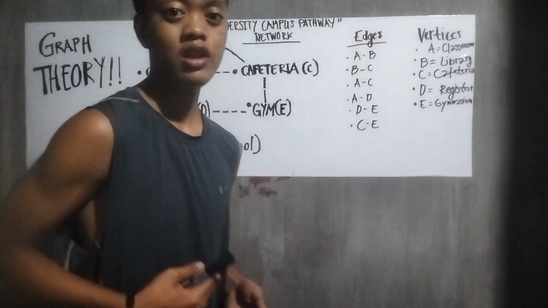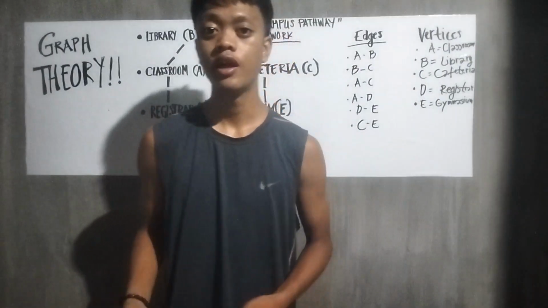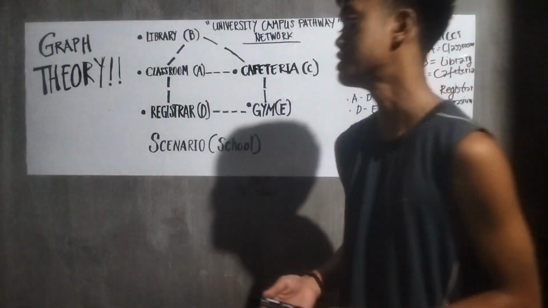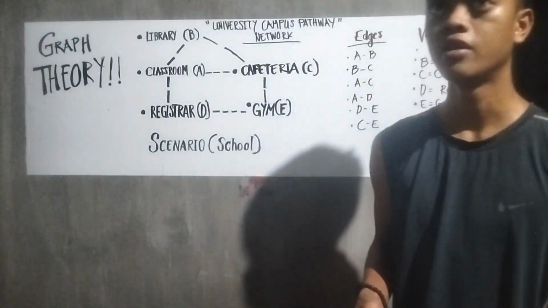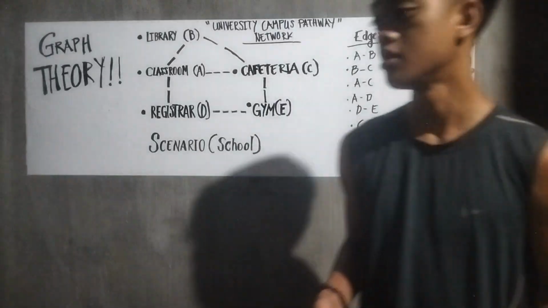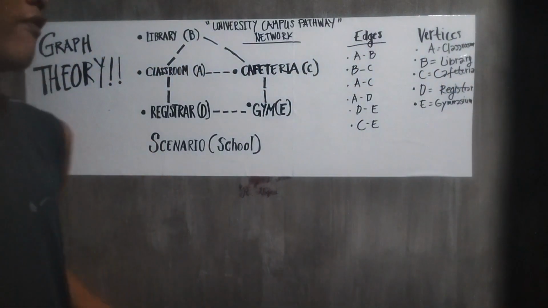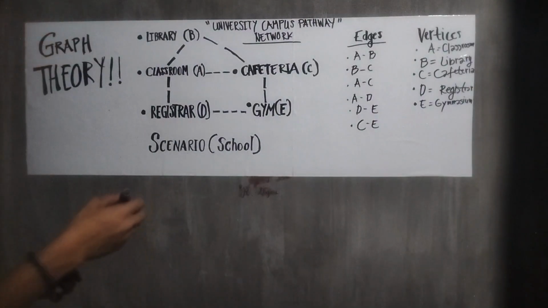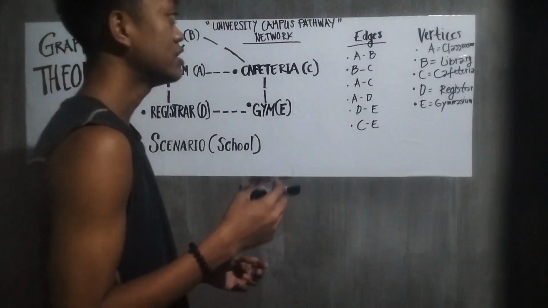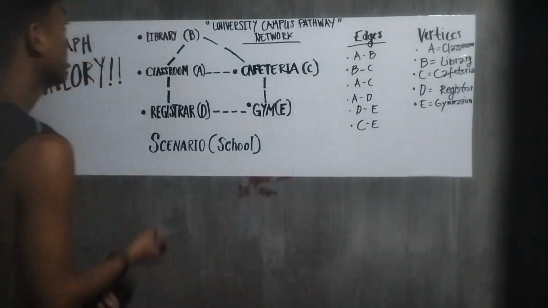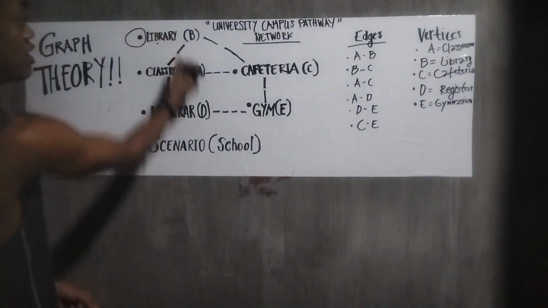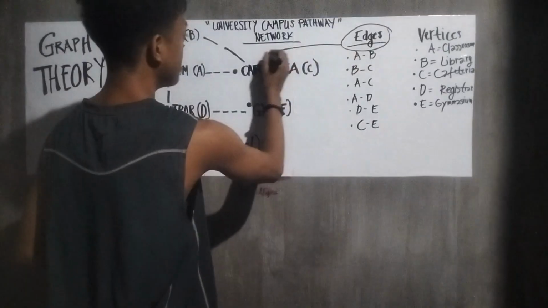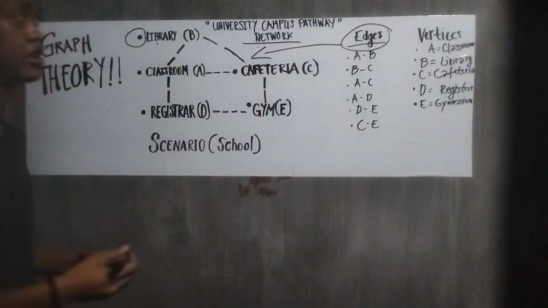Hello there, I am John Lina Lagales from BSIT1E, and in this video I will present to you a branch of discrete mathematics that deals with the studies of relationship between objects, wherein a graph consists of vertices or nodes and also edges. Vertices represent the location or the object itself, while the edges represent the connections between these different objects.